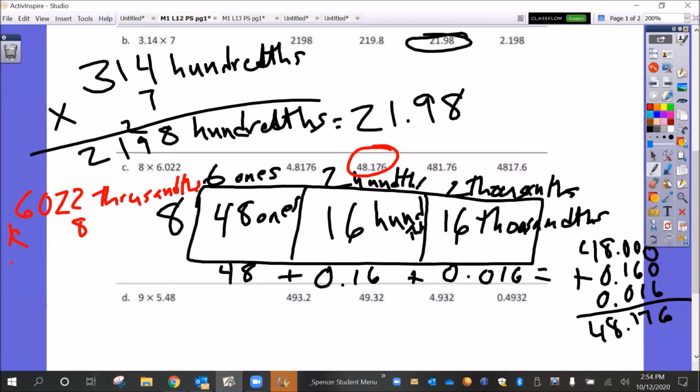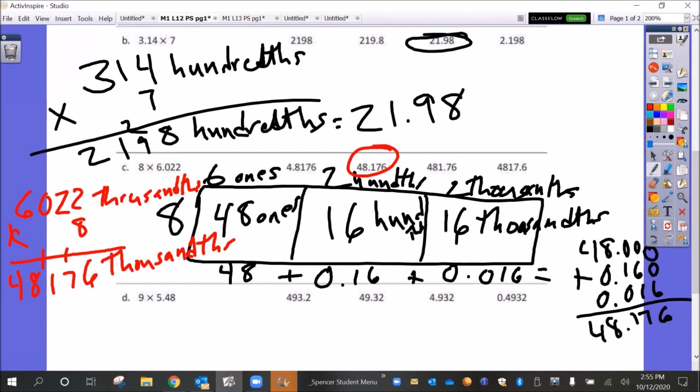Oops, go back to that. 8 times 2. Oh, let me keep my unit down here. Now I know that thousands has 3 places after the decimal, so I know that I'm going to have to place that back there. 8 times 2 is 16 plus 1 more is 17. 8 times 0 is 0 plus 1 is 1. 8 times 6 is 48.